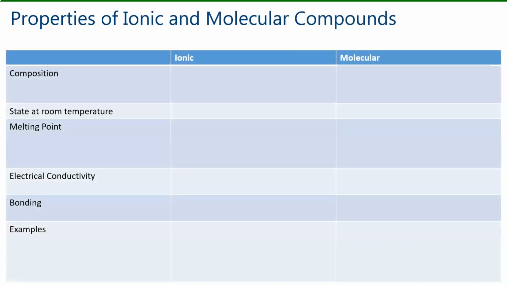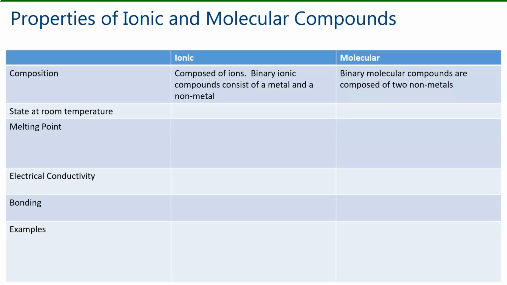Let's do a side-by-side comparison of the properties of ionic and molecular compounds. First, let's look at the composition. Ionic compounds are composed of ions. Binary ionic compounds consist of two elements, a metal and a nonmetal. Binary molecular compounds, on the other hand, are composed of two nonmetals. What about the state at room temperature? Ionic compounds are all solids at room temperature, while molecular compounds can be solids, liquids, or gases.